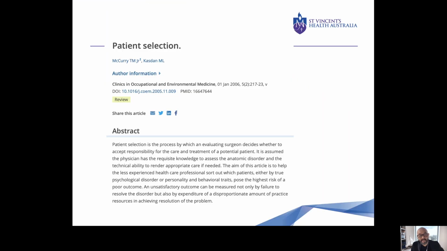So, what is patient selection? If you look at this study from 2006, it defines patient selection as the process by which a surgeon decides whether to accept responsibility for the care and treatment of a potential patient. This is something that doctors do all the time. In particular, proceduralists, like a lot of you who are listening in, you have to decide, just because the patient comes to you seeking treatment, you have to make the decision to accept the patient, whether it's through a referral or whether it's through a direct self-referral from the patient himself or herself. And this is something that's done every day.